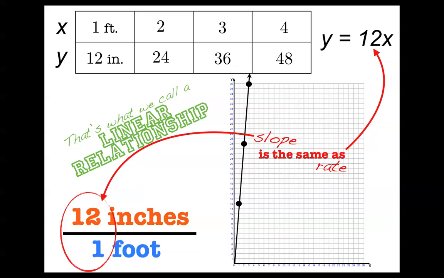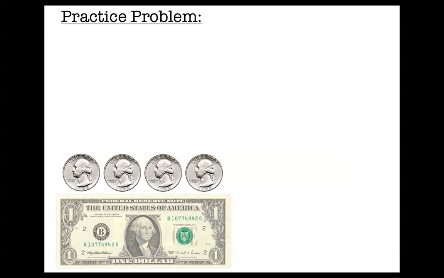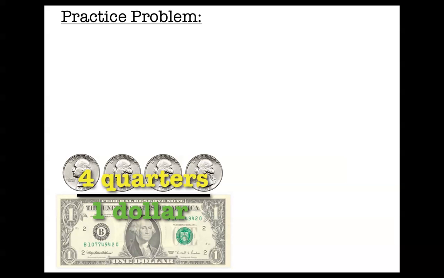I just want you to get a little bit more practice at this by doing one practice problem. And then we're going to be done. So, your practice problem is, we all know that $1 is 4 quarters, and 4 quarters is $1. So that's a ratio of 4 quarters for every $1.